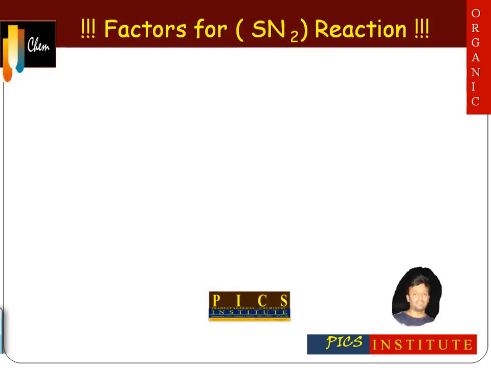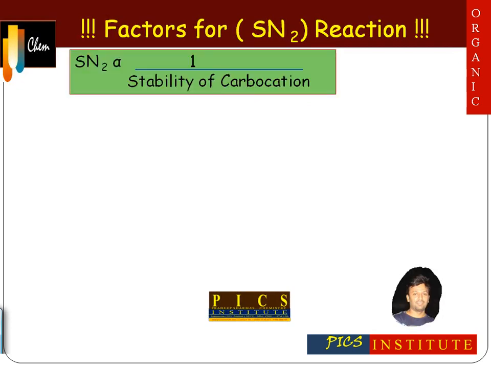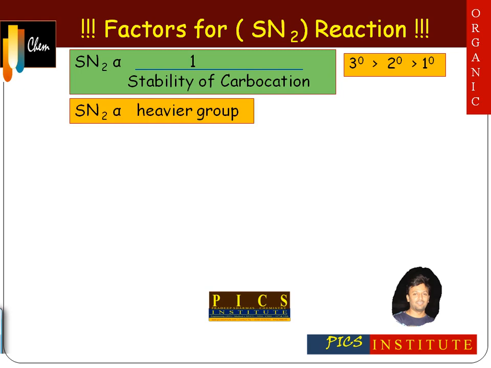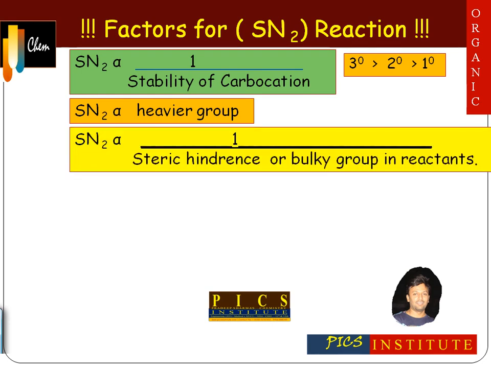Now let's understand factors affecting the SN2 reaction. The first factor: SN2 reaction is inversely proportional to the stability of carbocation. Second factor: the heavier the group, the higher the tendency of SN2 reaction. And the last factor, but the most important factor: SN2 is inversely proportional to the steric hindrance effect.